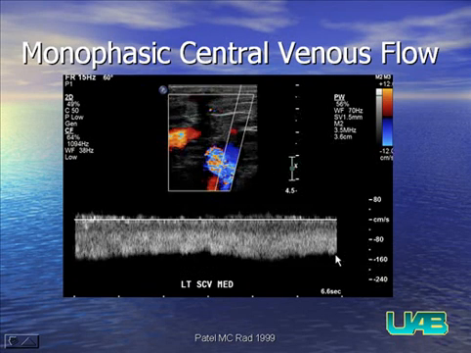We then look at the left subclavian vein and a very similar appearance. Monophasic flow, no return to the baseline. This is worrisome for a central occlusion.